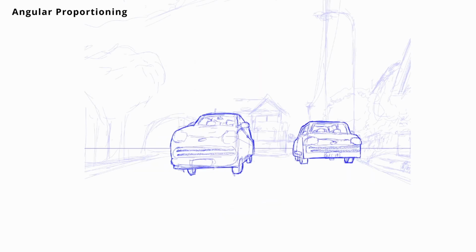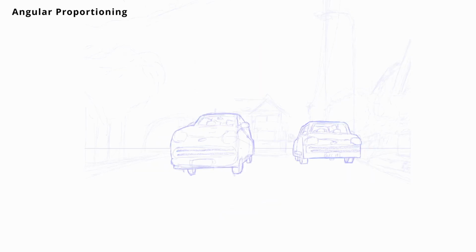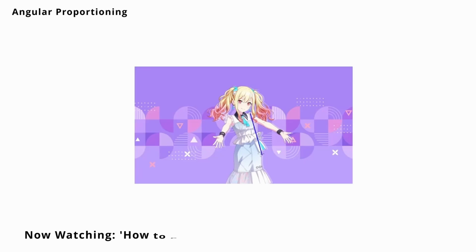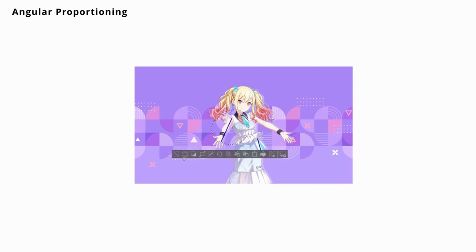The car doesn't have any major angular proportion issues, but this arm from the video I made does. This angle looks like it's 45 degrees, so change the proportions to 70% of the original length of the normal arm, and voila.